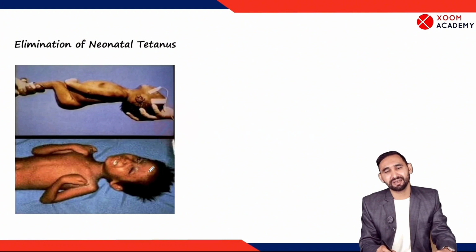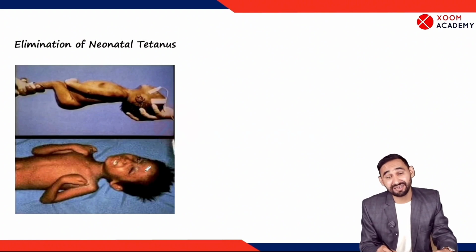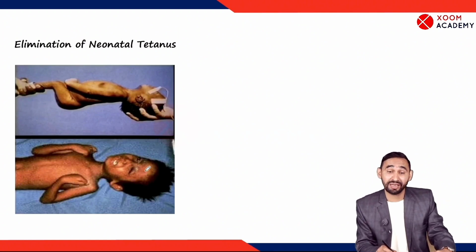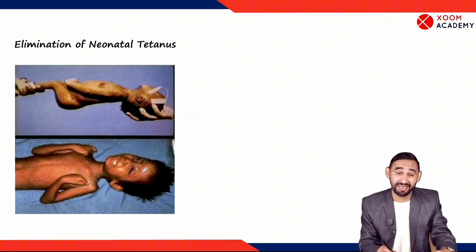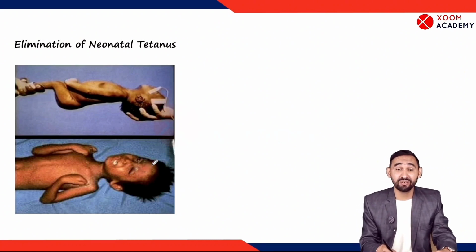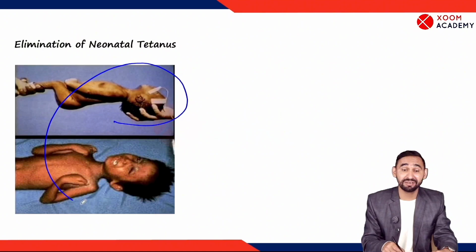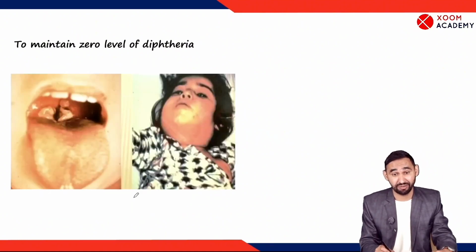Neonatal tetanus is a death sentence. It can cause death to neonates due to risus sardonicus and muscular spasm. So we need to eliminate neonatal tetanus by vaccination. Tetanus vaccination is provided in the EPI schedule.